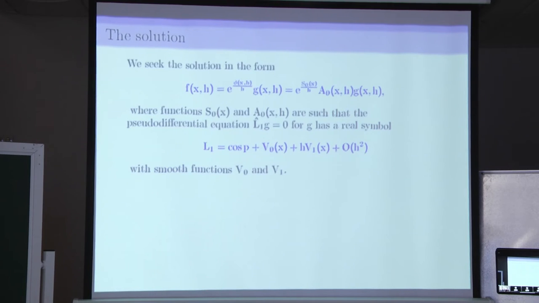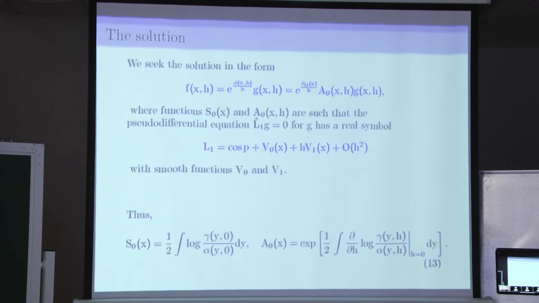Let us seek the solution in the following form. Here, this is the WKB approximation, which corresponds to the imaginary part of the phase. So this approximation corresponds to the Hamiltonian H1. And the function g corresponds to the real part of the phase, so it corresponds to the Hamiltonian H2. Our aim is to find such functions S0 and A0 that, when we substitute this solution, we obtain the equation for the function g, and the symbol for this operator must be real and must have such form. Here, functions v0 and v1 are real and smooth functions.